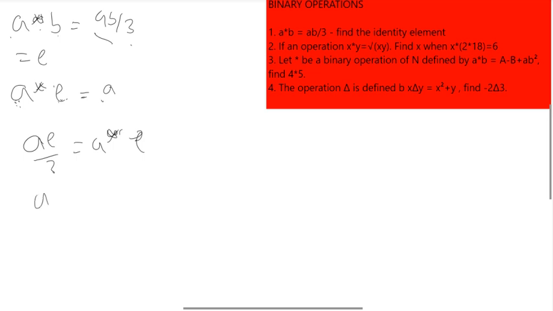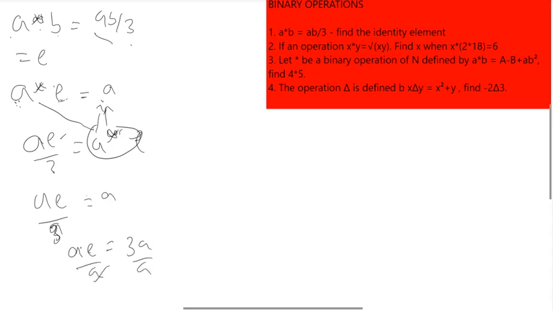So we're going to have ae over 3, because this one is equal to this and is equal to this, right? So we can replace this with this, so that's equal to a. So this is 3. So we have ae, will cross multiply, is equal to 3a. Divide both sides by a, will cancel out, so we are left with e equals 3. So that means 3 is the identity element. So let's go to question 2.